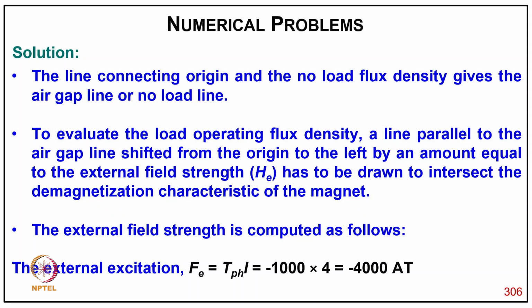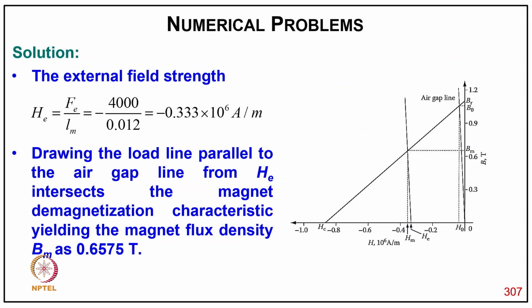The external MMF F equal to Ni equal to minus 1000 into 4, that is minus 4000 ampere turns. So now, as from the diagram, the external field strength is H equal to F divided by Lm, and putting values it comes minus 0.333 into 10 power 6 ampere per meter. So drawing the load line parallel to the air gap line from H, it intersects the magnet demagnetization characteristic, yielding the magnet flux density Bm as 0.6575 Tesla.